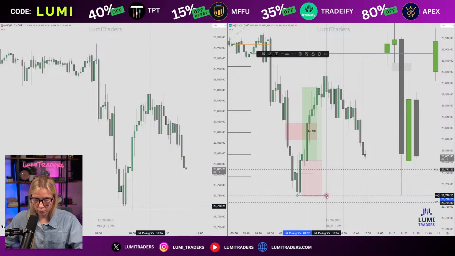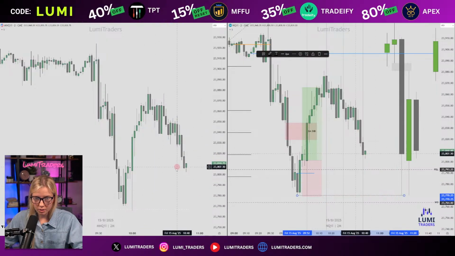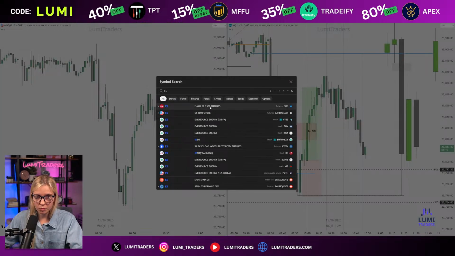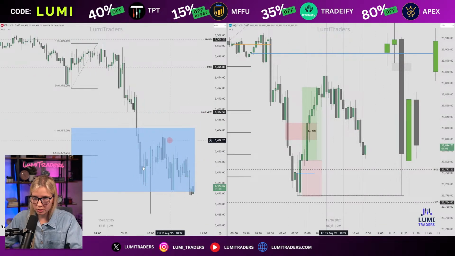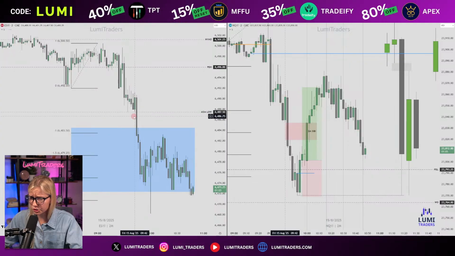Equal lows, probably it wants to aim for equal lows. As I said before, yes, ES is more bearish than NQ, and YM is more bearish than NQ. We're just stuck within this range.